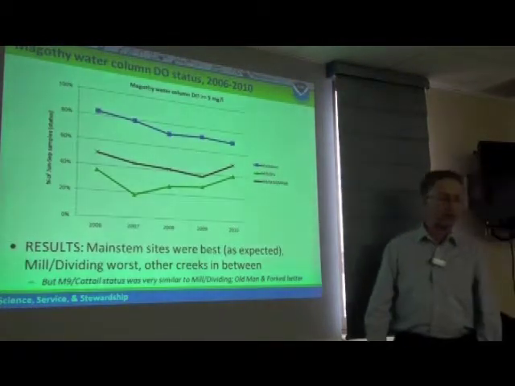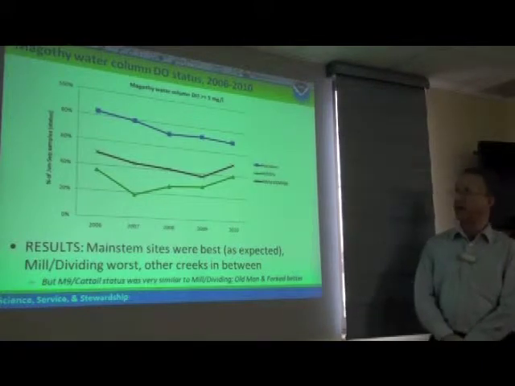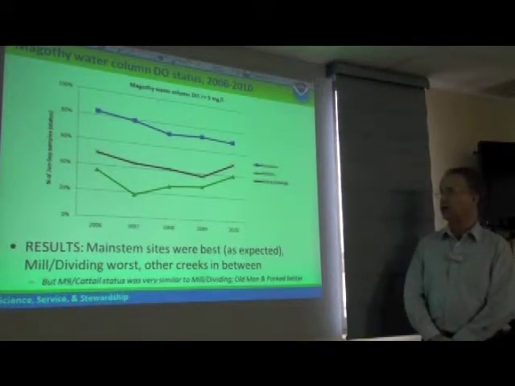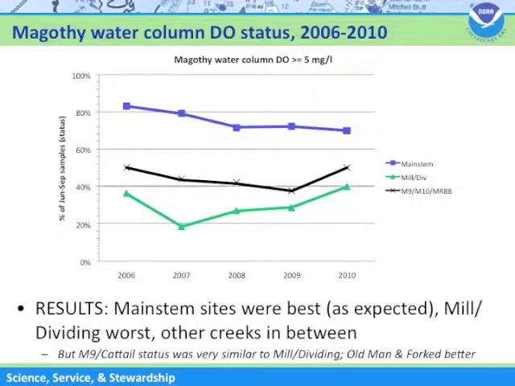And these are just some very simple graphs that I've made for the Magothy. I haven't decided yet exactly what I'll use in the report card, but I broke it out by the 3 groups of sites, which I've never done before. This is the same metric as in the last graph, the percent of water column dissolved oxygen greater than or equal to 5. For the main stem, it was around 75 to 80% for all the last 5 years, which is pretty good.